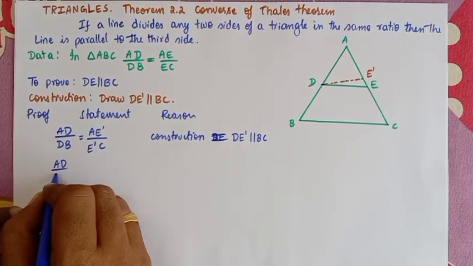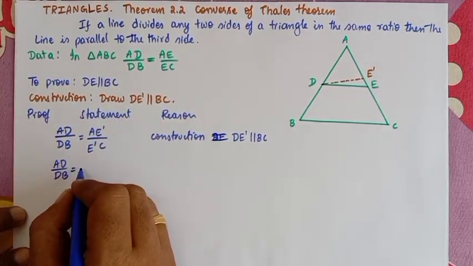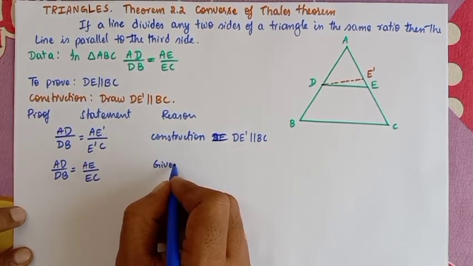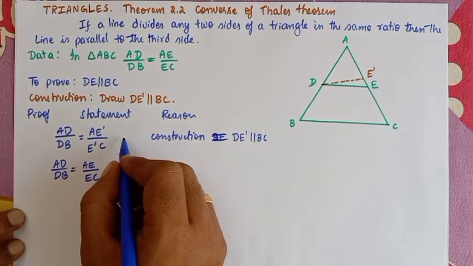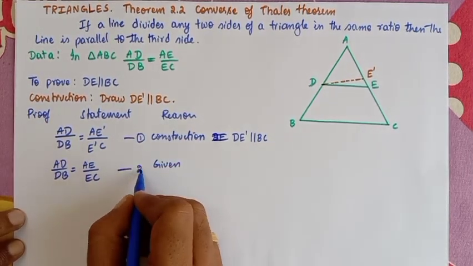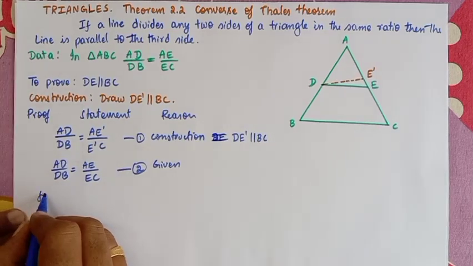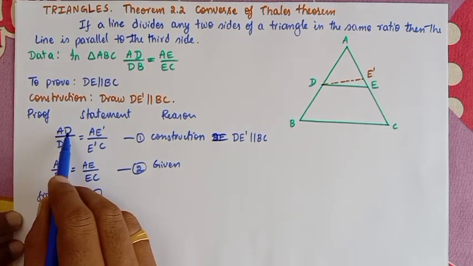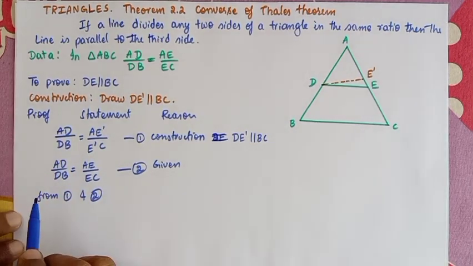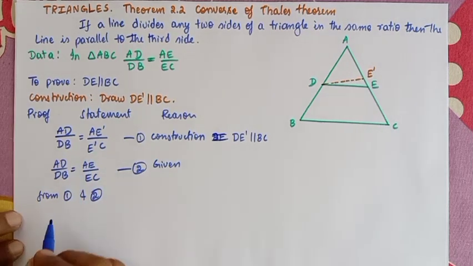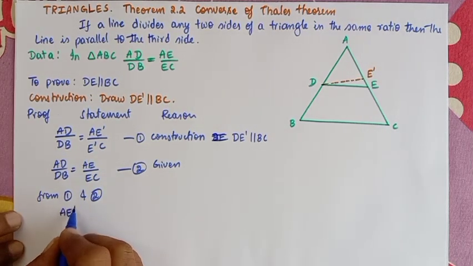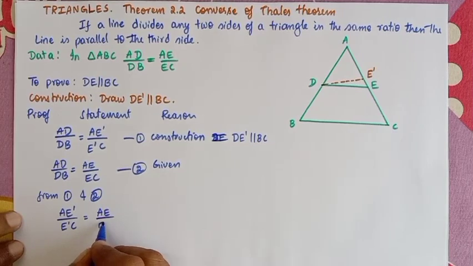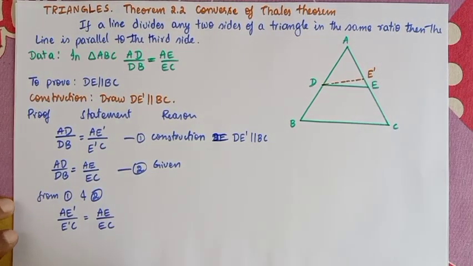Next, AD by DB is equal to AE by EC. This one is because it is given. Let me call this as 1 and this as 2. From 1 and 2, here you see AD by DB is common. So we can straightaway write that AE dash by E dash C is equal to AE by EC.